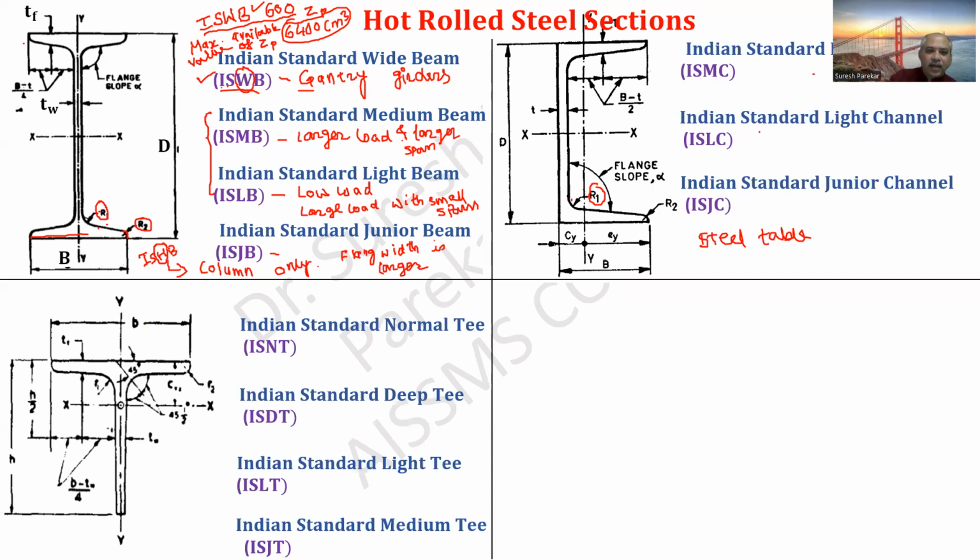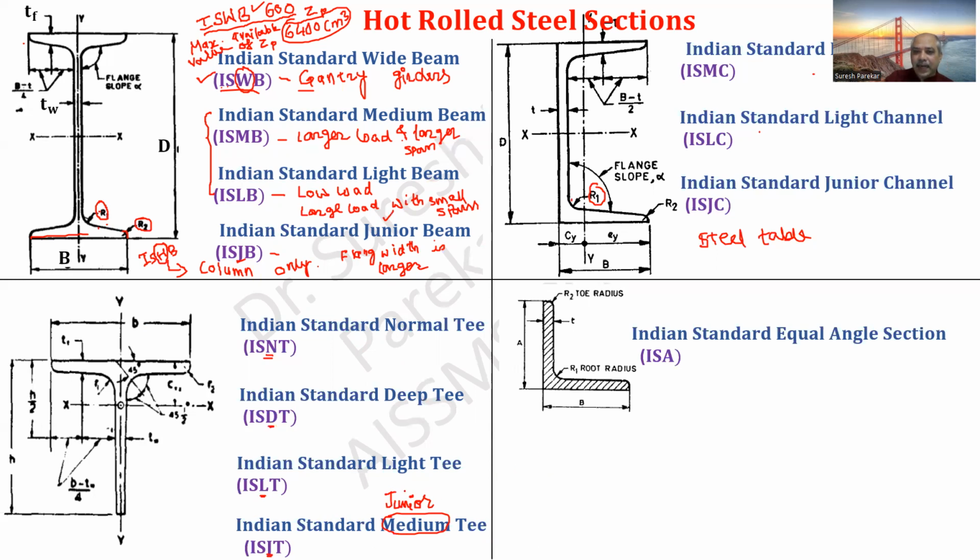Then these we are actually not using: Indian Standard Normal T, Indian Standard Deep T, Indian Standard Light T. But they may ask you what the different T sections available are. So N is normal, D is deep T, that is the depth is more, L is light, and J is for medium, or I can say better, junior. Generally J is used for junior and M for medium.